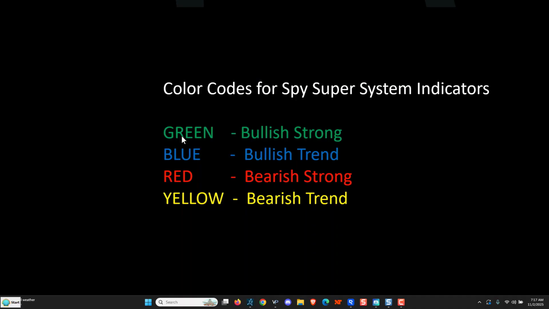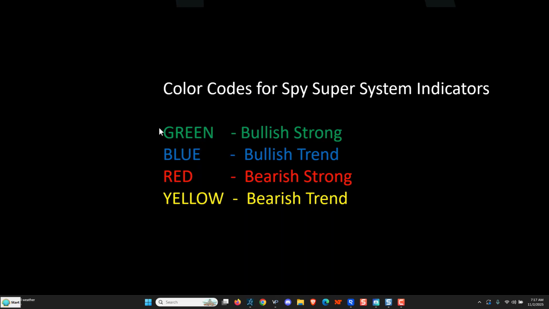All right, now I'm going to talk about the SPY Super System. All of the indicators we're going to look at are color coded. Green is bullish strong, blue is a bullish trend, red would be bearish strong, and yellow is a bearish trend. That's all we need to know when we look at the indicators on the SPY Super System to see what they're doing. We can get into more details, but that's what you want to remember.